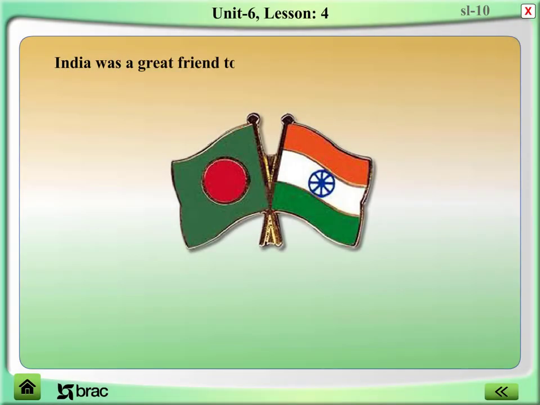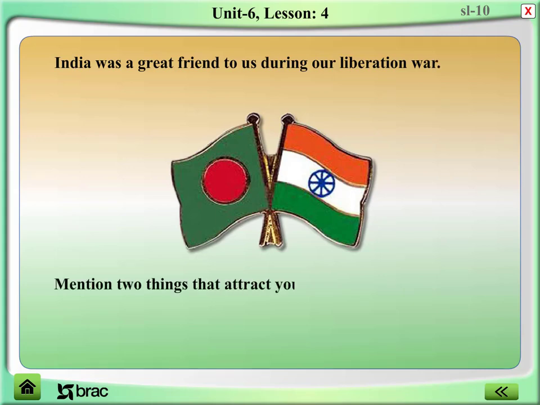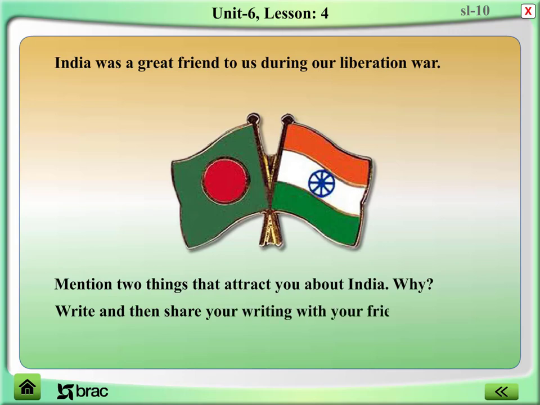India was a great friend to us during our liberation war. Mention two things that attract you about India. Why? Write and then share your writing with your friends.